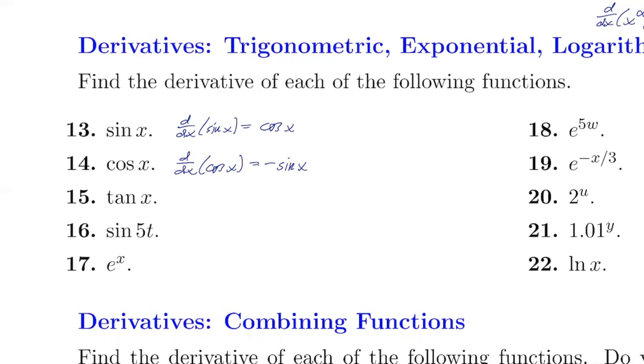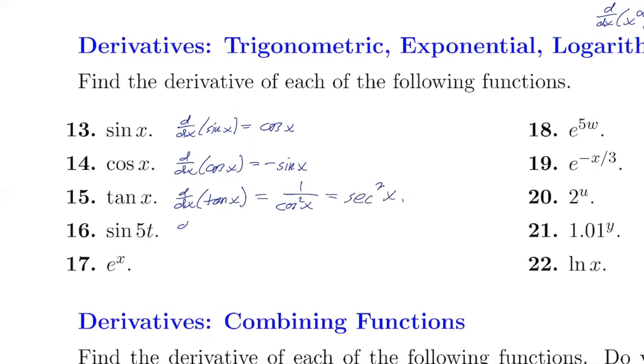This one, you probably just remember, or you might remember that tan x is sine x over cosine x, and that there's something called the quotient rule. So you could rederive this using the quotient rule, but it's 1 over cosine squared x, which is also known as secant squared of x.